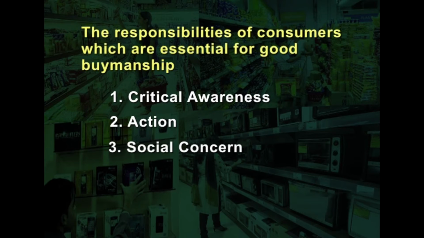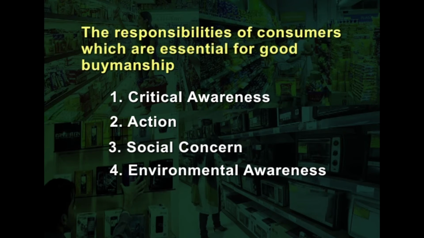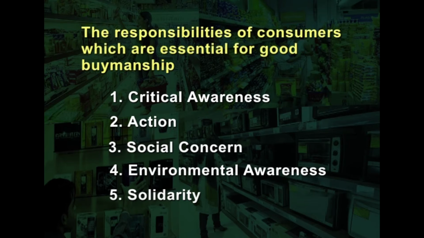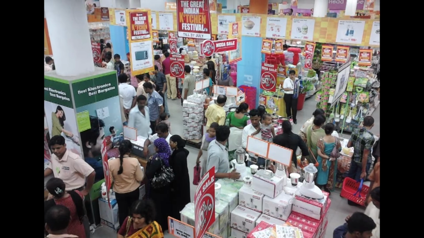Social concern: to be aware of the impact of our consumption on other citizens, especially disadvantaged or powerless groups. Environmental awareness: to understand the environmental consequences of our consumption, to conserve natural resources and protect the earth for future generations. Solidarity: to organize together as consumers to develop the strength and influence to promote and protect consumer interests.